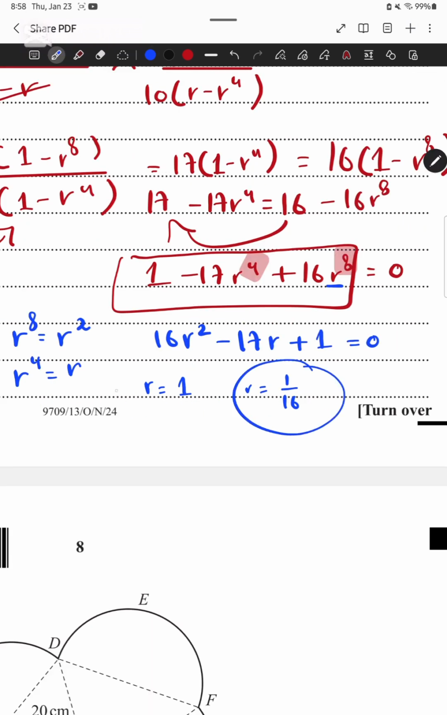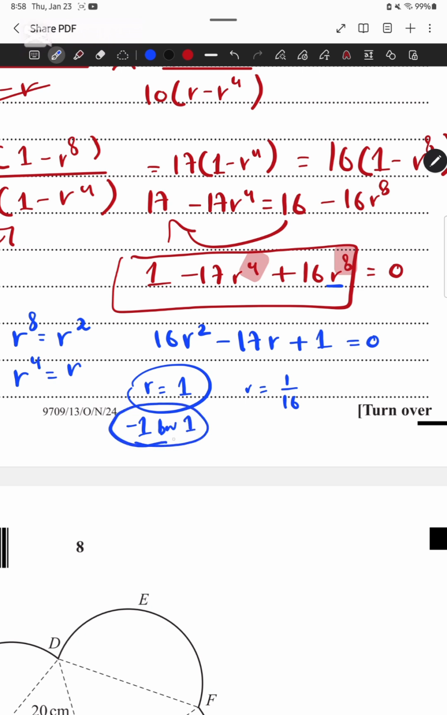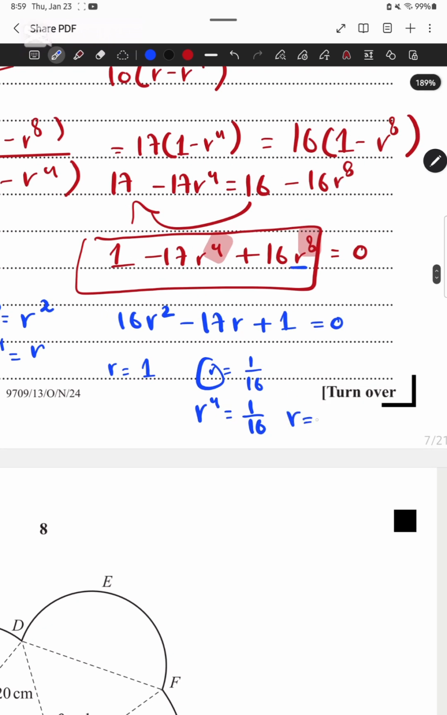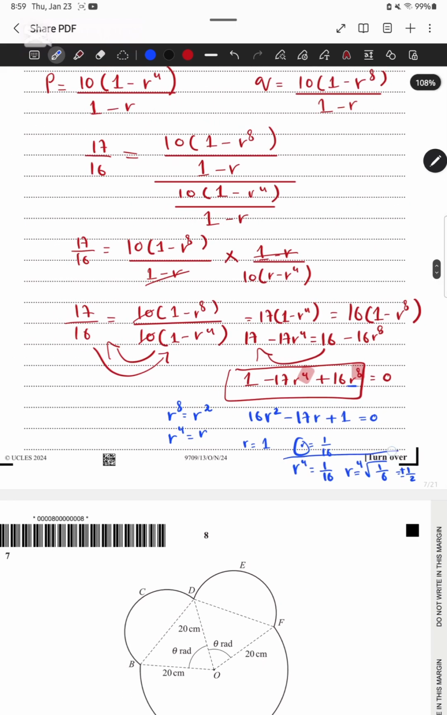Which value are we going to use? Can we use this one? I don't think we can use r = 1, because it is not between -1 and 1. For an infinite geometric progression, we need the ratio to be between them. What was r? It was r to the power 4. So our equation is r^4 = 1 upon 16, and we have to take the root, so we are getting r equals plus or minus 1 upon 2. So this is our answer: r is plus or minus 1 upon 2.